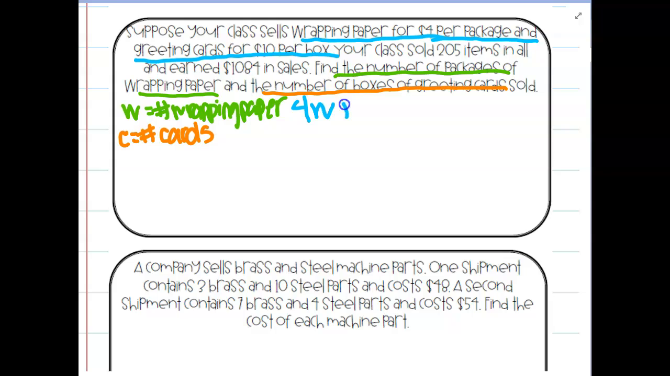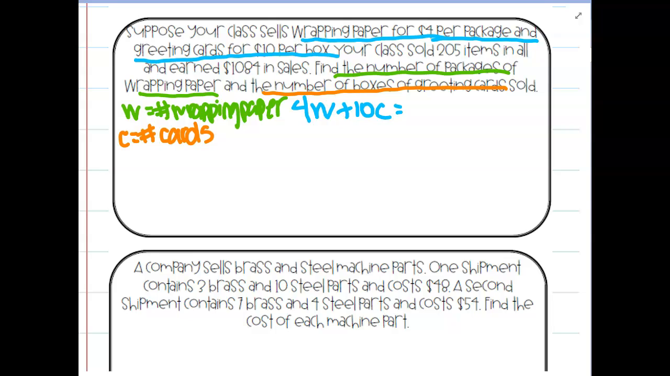Okay, we can do the same thing here. Greeting cards for $10 per box. So if I do 10C, this tells you the same thing, right? If you sell 5 boxes of greeting cards, 10 times 5, that'd be $50 that you're taking in for the greeting cards. Now, this is part of my equation, but this has to be equal to something. So this is where you have to be really careful on these types of problems. This is the money I'm making off the wrapping paper, the money I'm making off the greeting cards. If I add them together, that's my total amount of money.